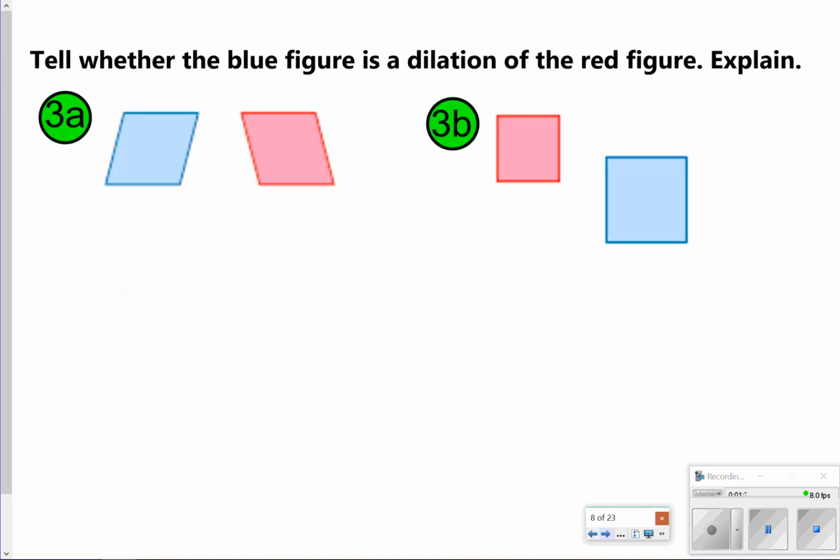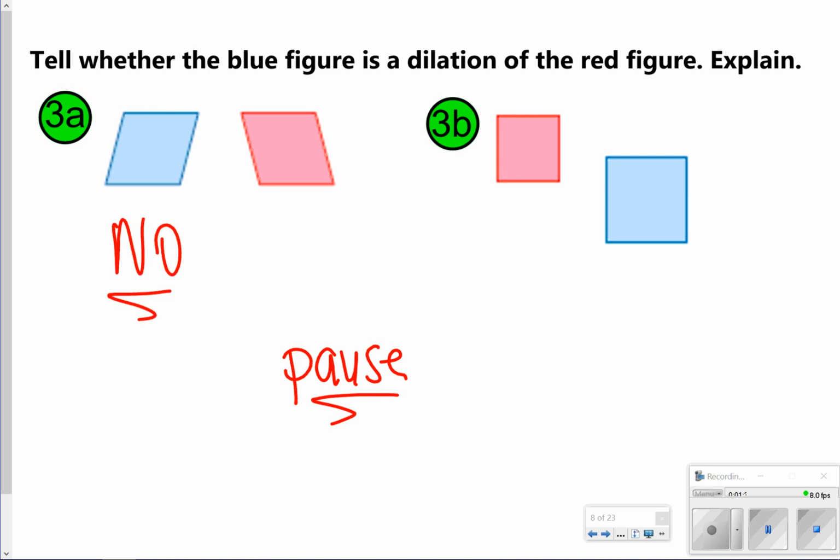Again, here's 3A and 3B. Let's go ahead and pause here to try if we know what the difference of dilation is, and once you're done, click play. Okay, so 3A is not a dilation, that's actually a reflection, but 3B is a dilation because the red figure has gotten bigger to make the blue figure.